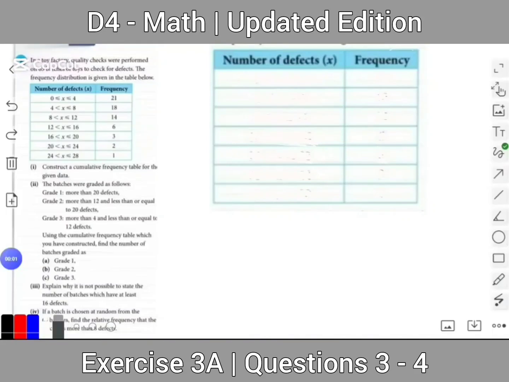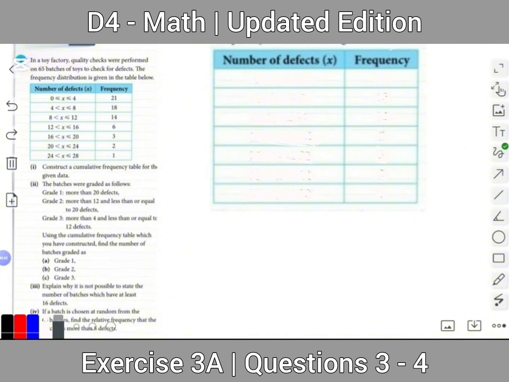Now in today's video, we will start with question 3. Question 3 says that in a toy factory, quality checks were performed on 65 batches of toys to check for defects. The frequency distribution is given in the table below. So here we have 65 batches of toys to check for defects.